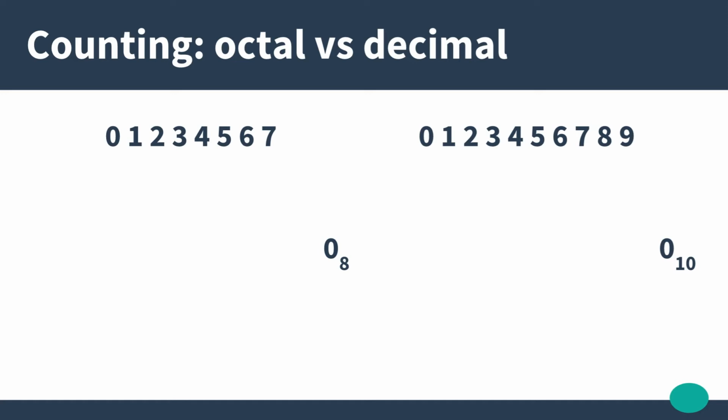Let's try the same exercise in octal or base 8. 1, 2, 3, 4, 5, 6, 7, and now we've run out of octal digits, so we need to reset the units to 0 and increment the 8s. So we have 10, 11, 12, 13, 14, 15, 16, 17, and following the same pattern again, 20. 2 8s, 0 1s, which we can recognize quite easily as 16 in decimal.